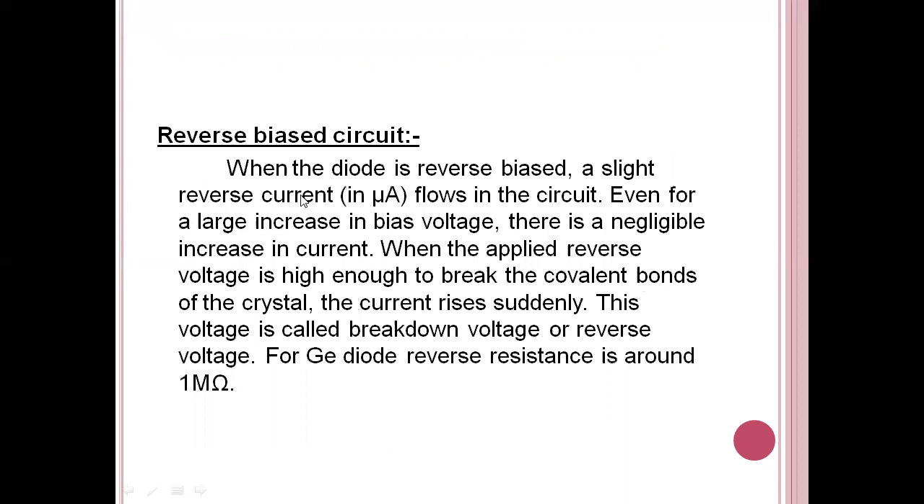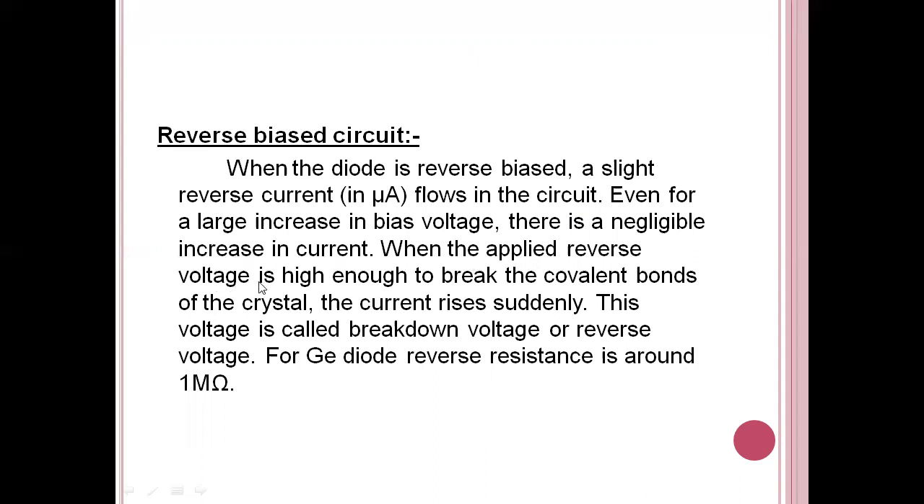Whereas in reverse bias conditions, a slight reverse current flows in the circuit even for a large increase of bias voltage. Why? Because as you apply the reverse voltage to the junction, all the carriers are attracted towards the terminals but not towards the junction. Hence, the carriers which are less in number, minority carriers, will flow towards the junction. Hence, current constitutes due to minority charge carriers, which is a negligible value.